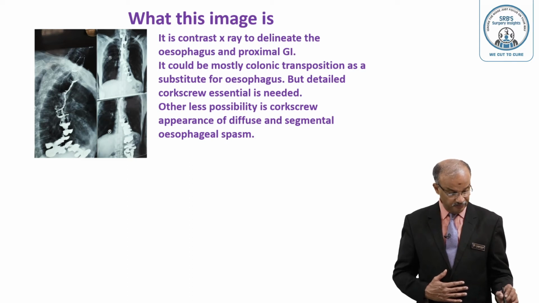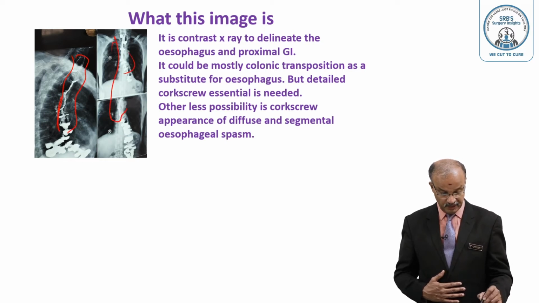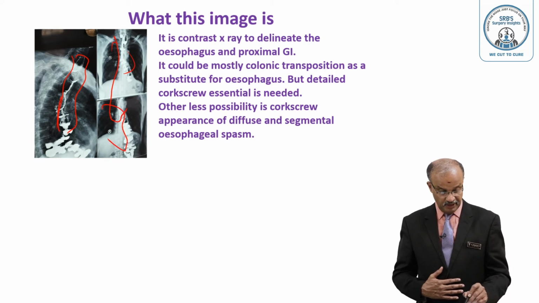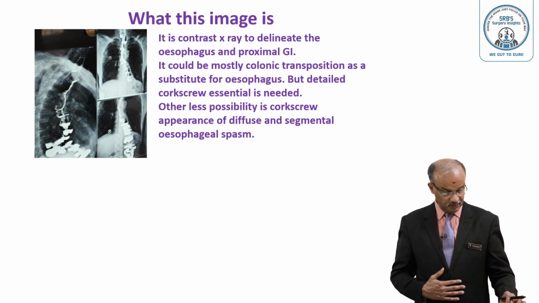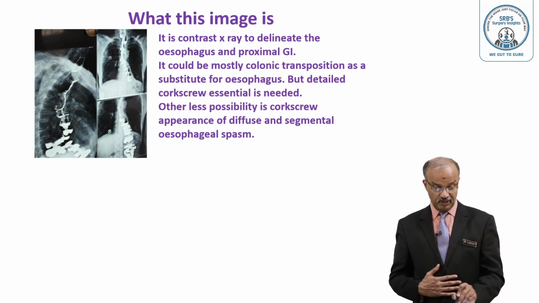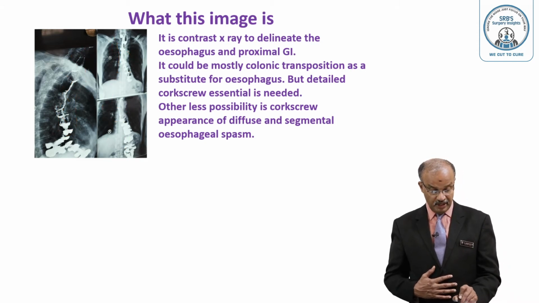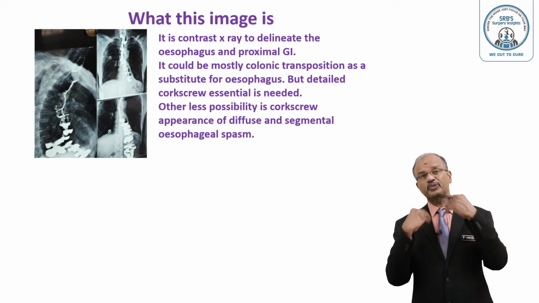See here the esophagus, you can see that. See that esophagus area, you can see the colon here. The colon comes like this. See that the colon comes like this. So look at that. You can see the hose elevation going up like this. So this is probably a contrast X-ray to delineate the esophagus and proximal GI. Mainly it is a contrast X-ray, of course.